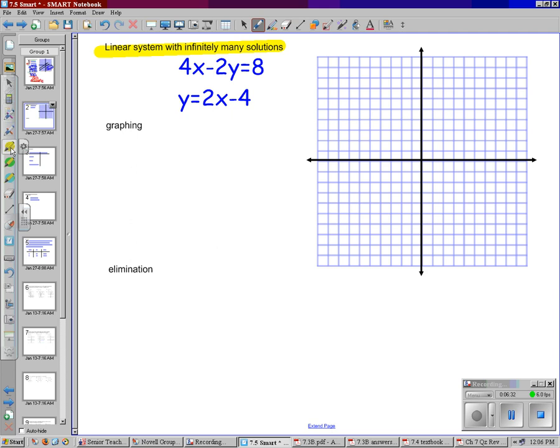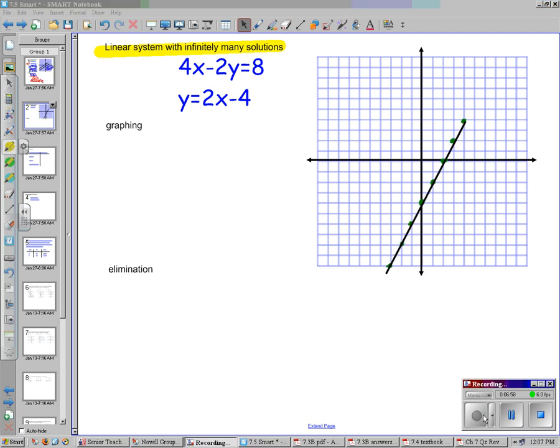Infinitely many. I have two equations up here, 4x minus 2y equals 8, and y equals 2x minus 4. Could I have a volunteer to graph that second equation that's already in y equals mx plus b form? Somebody who hasn't been up to the board yet. Angela, come on up to the board. Okay, Angela has the second equation graphed up there, y equals 2x minus 4.